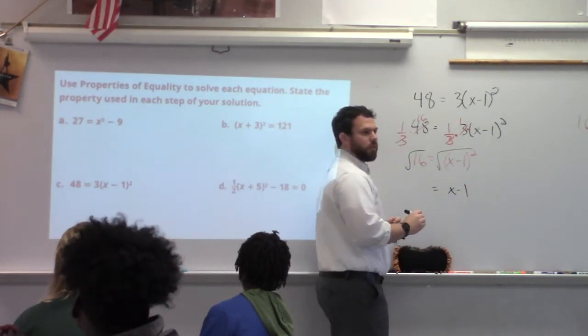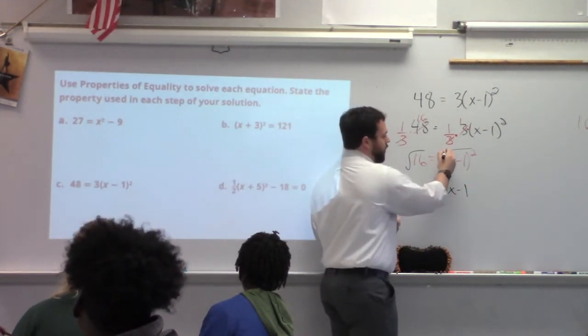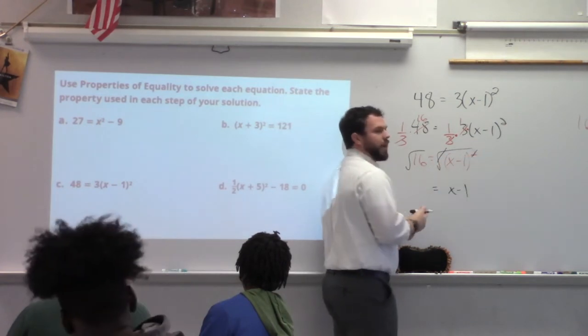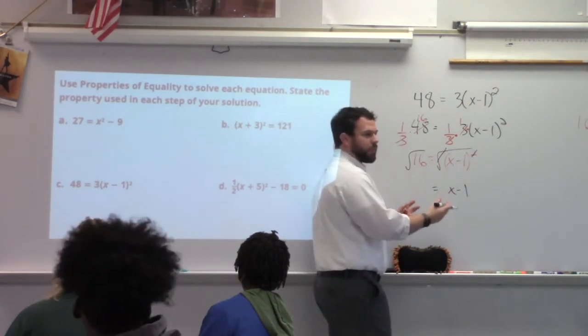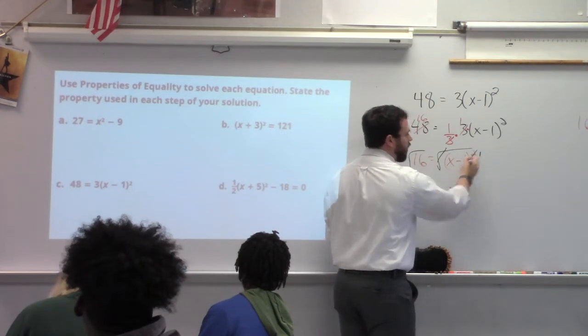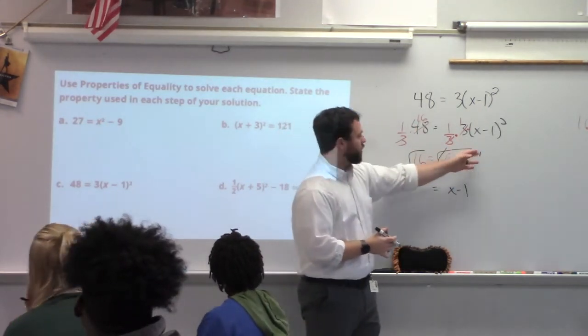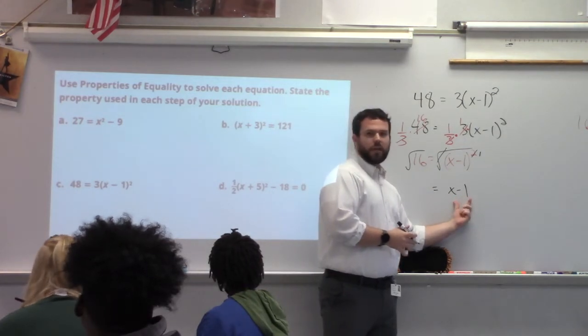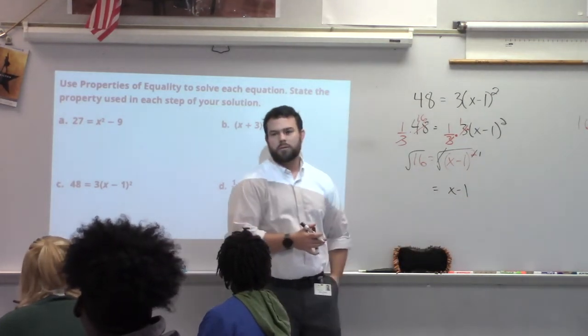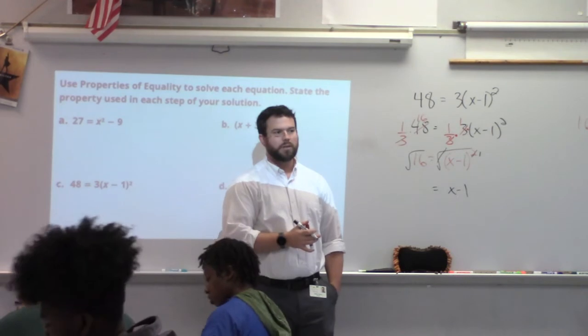Ones and zeros, right? When you do the square root of a square, it doesn't just make it x minus 1, it creates an exponent of 1. We're still trying to create zeros and ones. But x minus 1 to the first is just x minus 1. Okay? So what is it equal to?